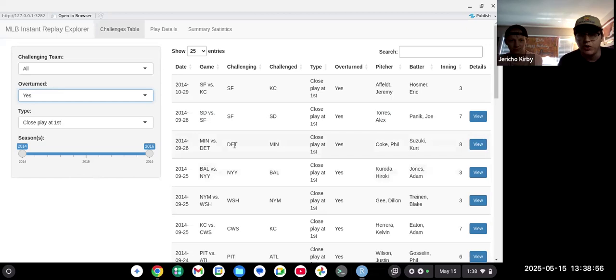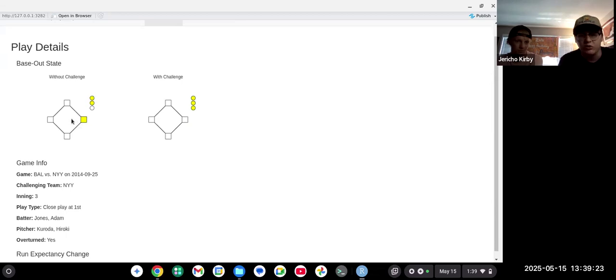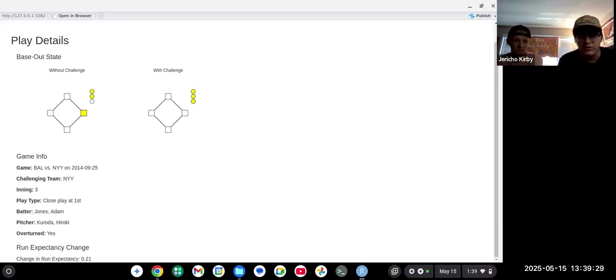For instance, we were able to determine whether the defensive team or the offensive team was challenging. In this play here, we see Adam Jones, who is a longtime Baltimore Oriole, was the one who was challenged, and the Yankees, being on defense, were the challenging team. If we hit this view button, we're able to see the base-out state without the challenge and with the challenge. Given that the Yankees benefited from this, their change in run expectancy was 0.21 in the Yankees' favor. We also have these variables here, just descriptive information.